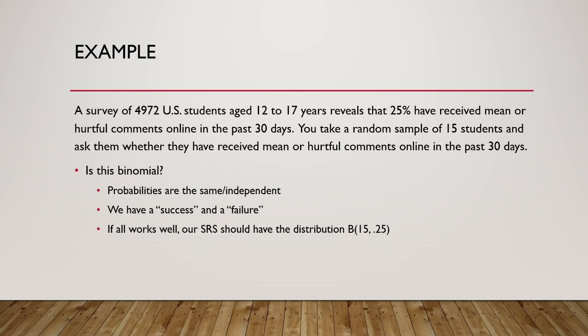Well, first off, is it binomial? The probabilities are the same, and independent, because if one person receives mean or hurtful comments, that doesn't change the probability of whether or not someone else is going to receive them. We have a success rate. I know it sounds really weird to say getting abused online is a success, but the event happened, so we call those successes. And if all works well, our simple random sample should have the distribution of B(15, 0.25).